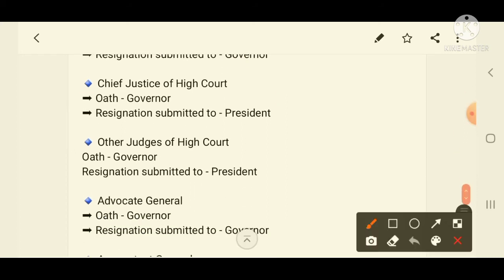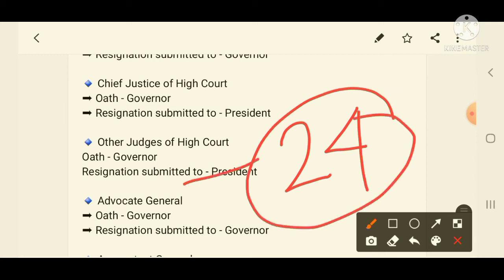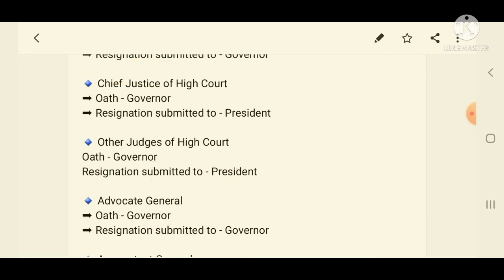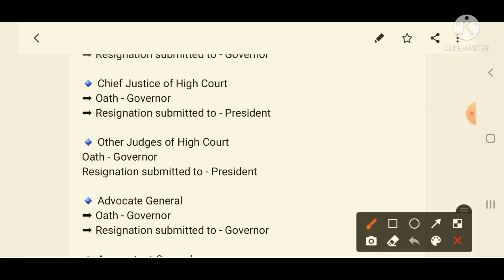Next post in line is Chief Justice of High Court. Like in India, there are 24 different high courts and each high court will have one Chief Justice. So the Chief Justice of a particular high court, let's say the Chief Justice of Madras High Court. For example, if a new Chief Justice is being elected to the Madras High Court, then he will be given oath by the Governor of Tamil Nadu.